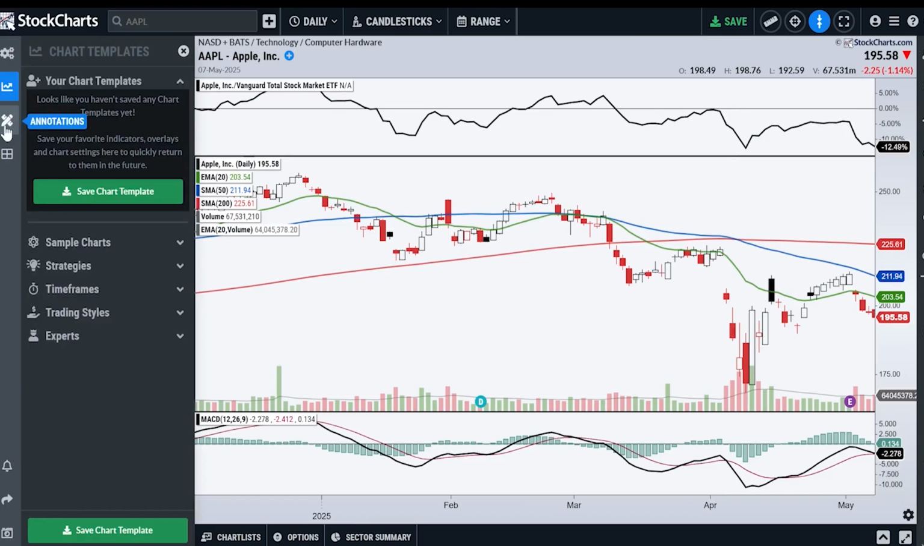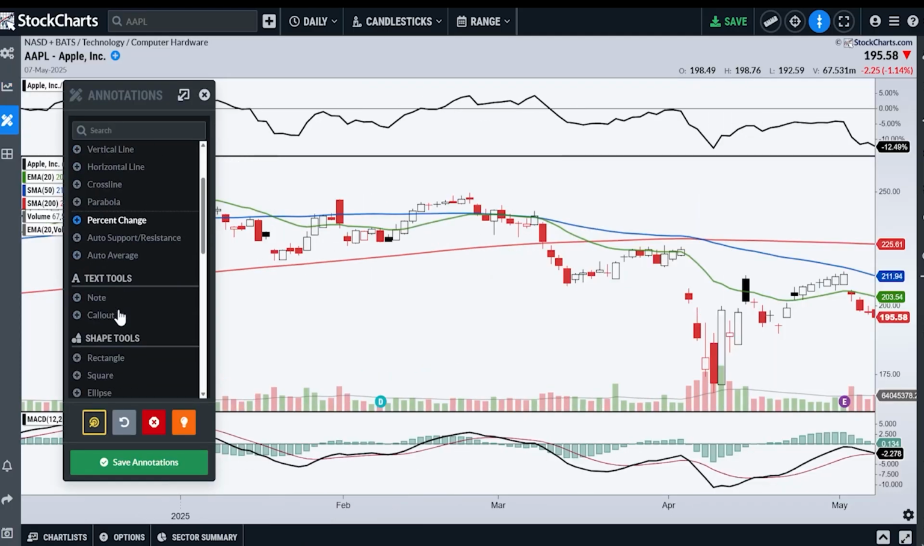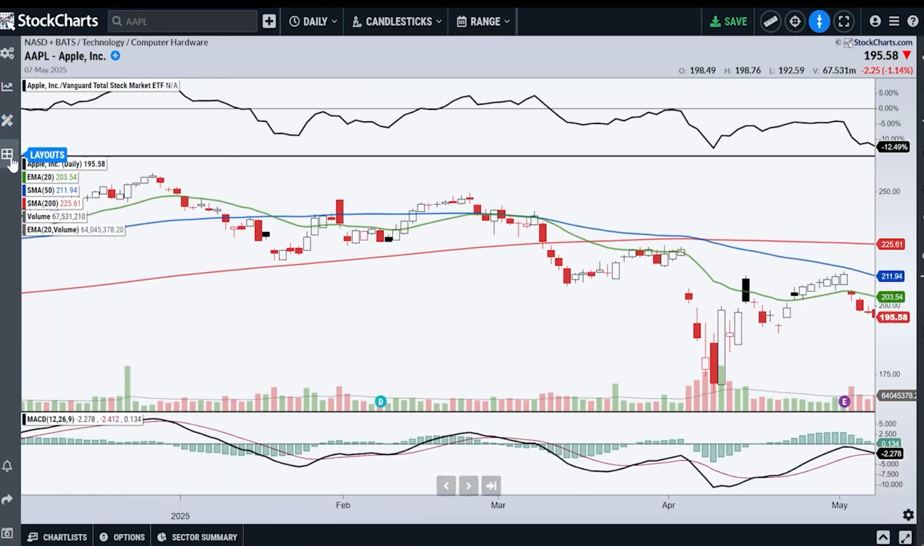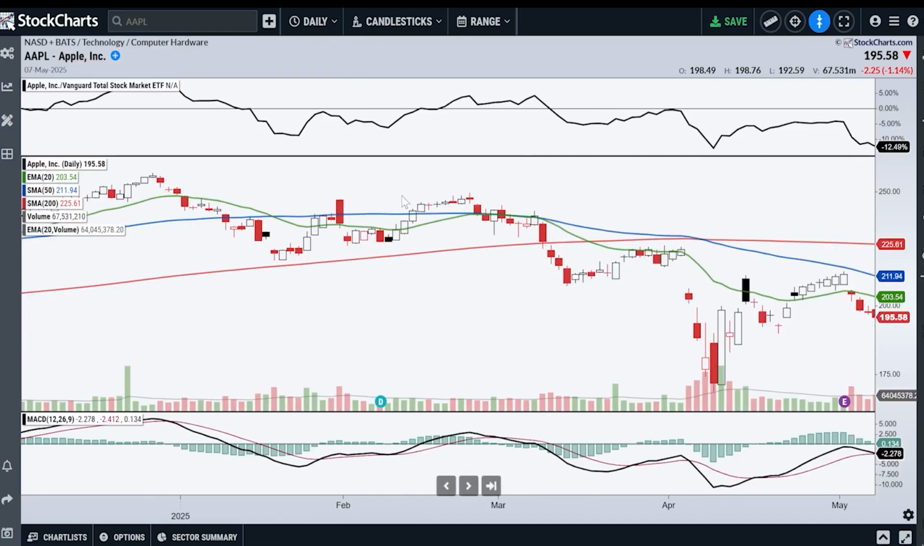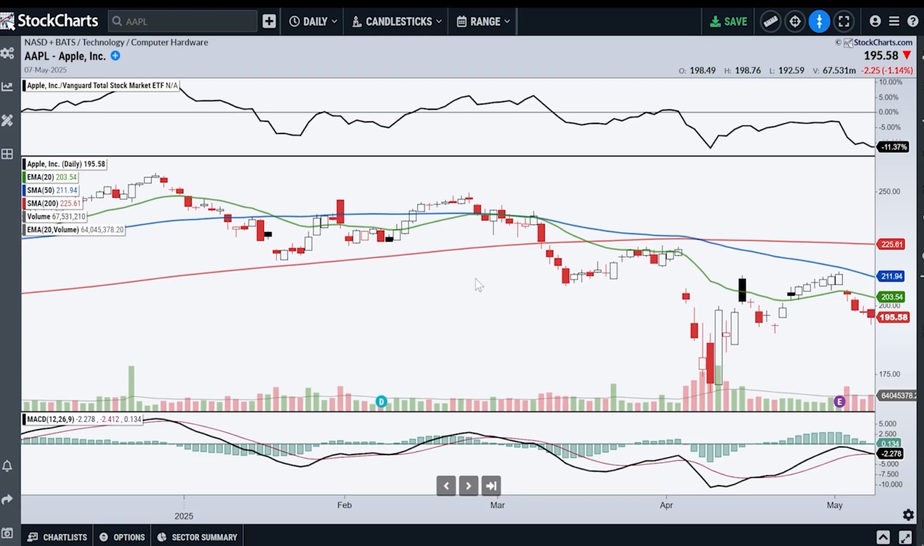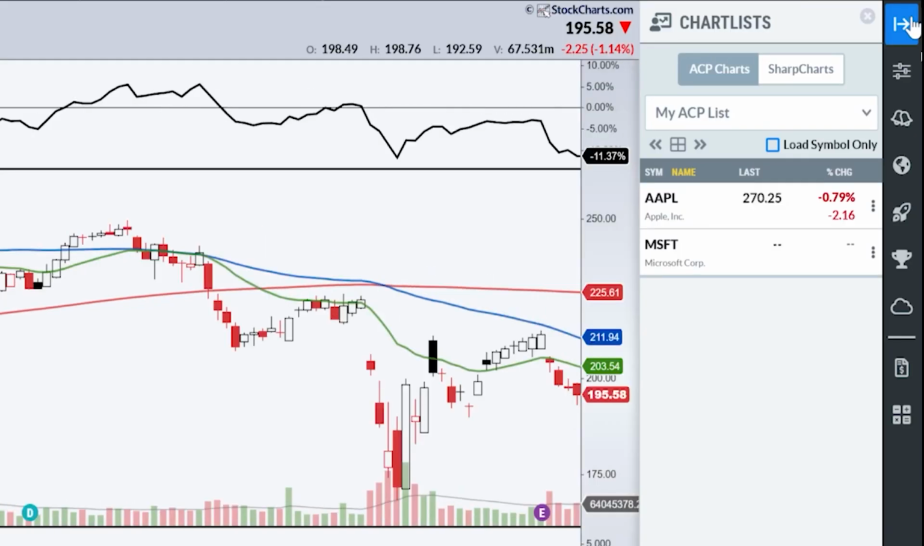The advanced charting platform also has all sorts of drawing tools. You can create chart templates. You can annotate your charts here. And you can actually have layouts with multiple charts, so you can compare different time frames or different tickers side by side. It's just a much more flexible and comprehensive charting interface than what you're getting with Finviz. The other thing I like about this interface is that the sidebar here gives you access to all sorts of other tools.